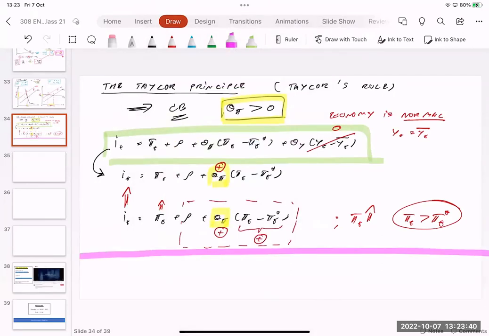Again, theta_pi is always positive, which means that the nominal interest rate needs to increase even more than inflation. So if the nominal interest rate increases more than inflation, what does it mean? If you come back to the Fisher equation, r_t equals i_t minus pi_t, when inflation goes up, however, the nominal interest rate increases even more. For example, inflation increases 2%, however, the nominal interest rate increases 5%. What does it mean? It means that the real interest rate is going to increase positively, let's say 3%. When the real interest rate increases, the cost of borrowing becomes higher.